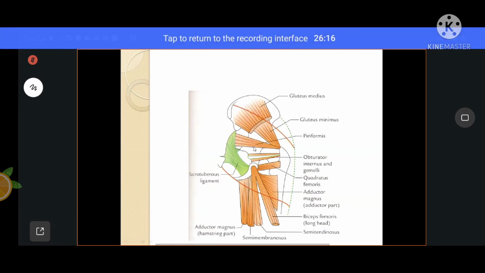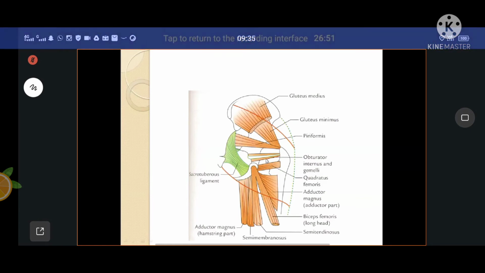So how many muscles? The piriformis, the gemelli superior, the obturator internus, then the gemelli inferior, and the quadratus femoris. Quadratus femoris, right? And now, what is the nerve supply? The nerve to obturator internus muscle not only supplies the obturator internus, but also supplies the gemelli superior muscle. And what is the nerve supply to the quadratus femoris? The nerve to quadratus femoris muscle not only supplies the quadratus femoris muscle, but also supplies the gemelli inferior muscle, right? So this is about the origin.